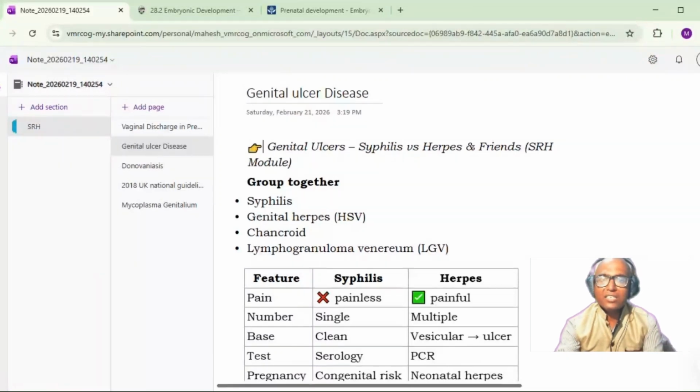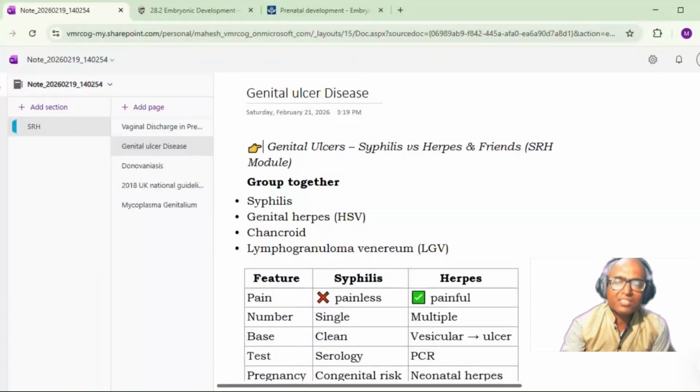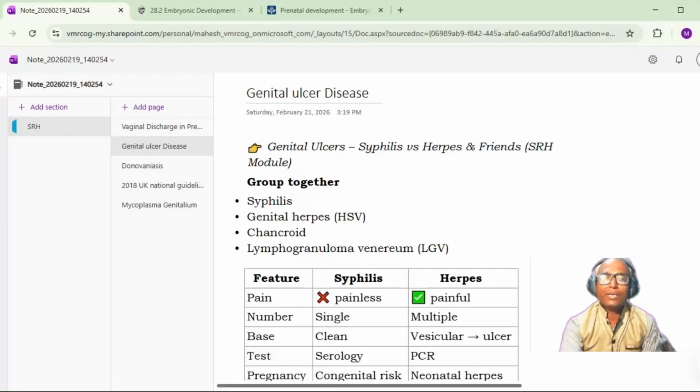So genital ulcers. Which are the diseases which can cause them? There can be syphilis. Second is herpes. These diseases are grouped together: syphilis, genital herpes, chancroid, and LGV. So when there is an ulcer, we should keep in mind four diseases: syphilis, herpes, chancroid, and LGV.